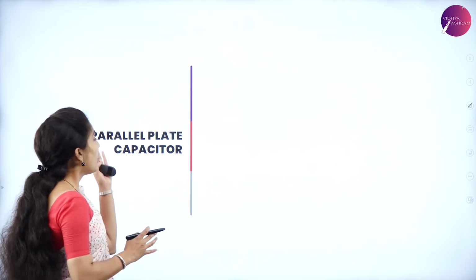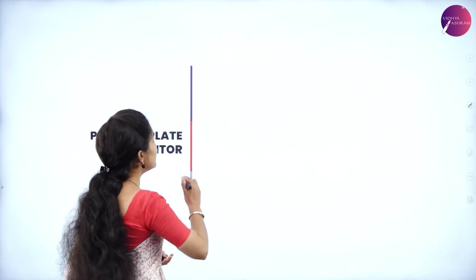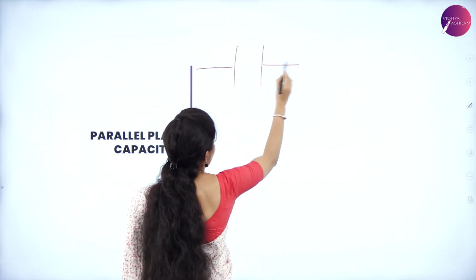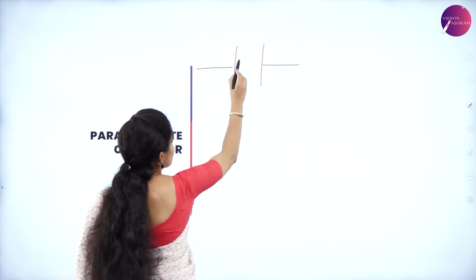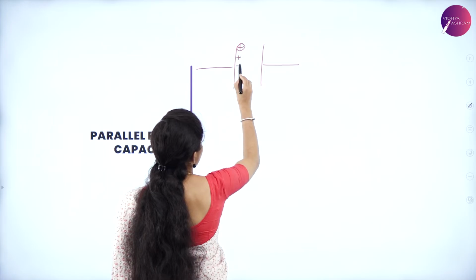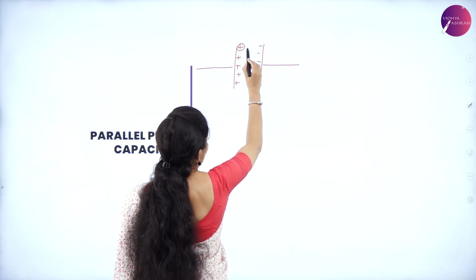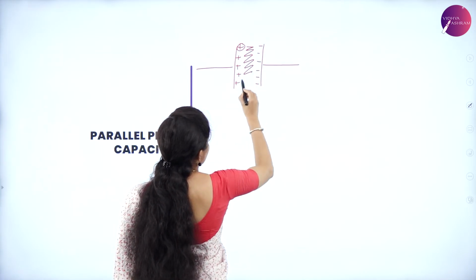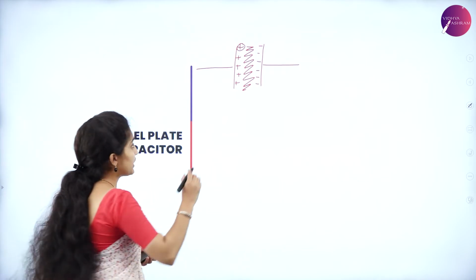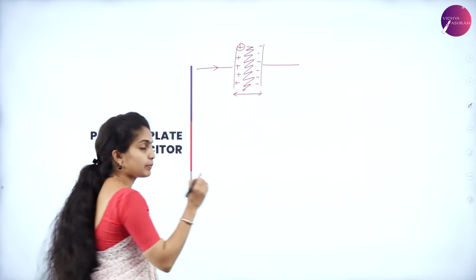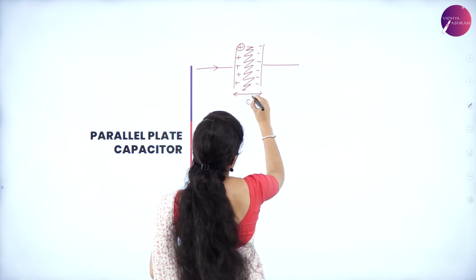And now we have the parallel plate capacitor. What is meant by a parallel plate capacitor? You have a parallel diagram over here, and this is a parallel plate capacitor, which has positive charges over here as well as negative charges at the other end, and there is an insulating material present in between. Here there is a field which passes. The parallel plates are separated by a distance called D.